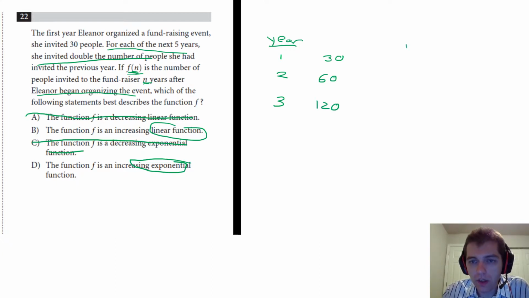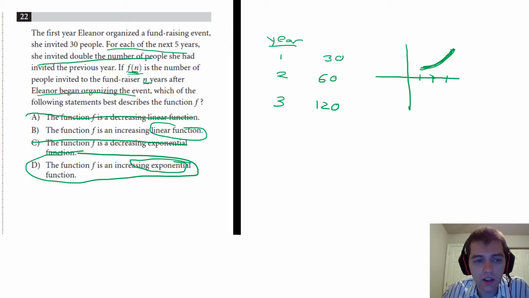And if you were to draw that out on a chart, you have years 1, 2, and 3. You know that that would look like if 30 is here and 60 is here, 120 has to be here. So if you're drawing that, that is not a linear function. That, in fact, is an exponential function, which means the correct answer is D. The function f is an increasing exponential function.